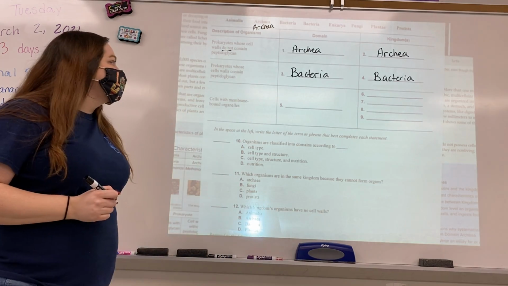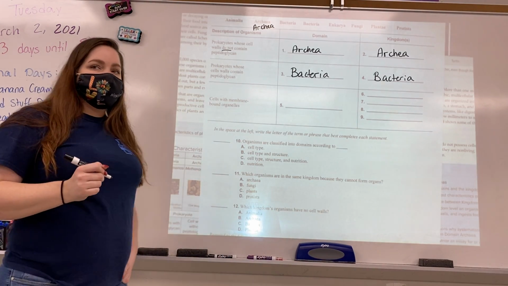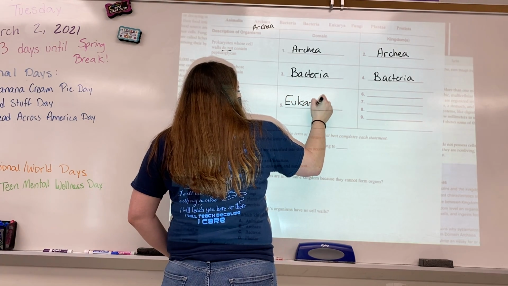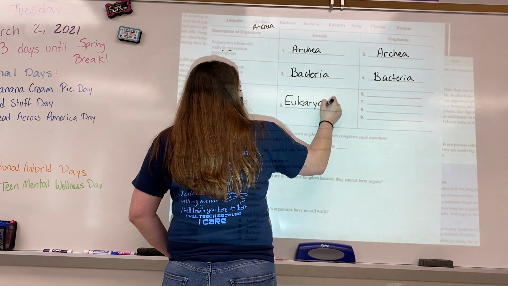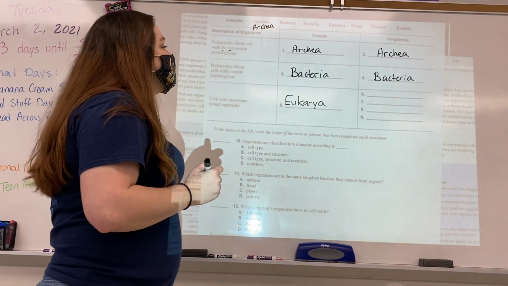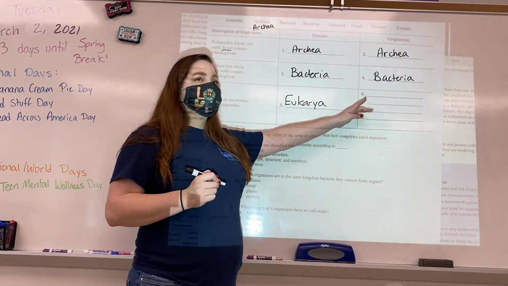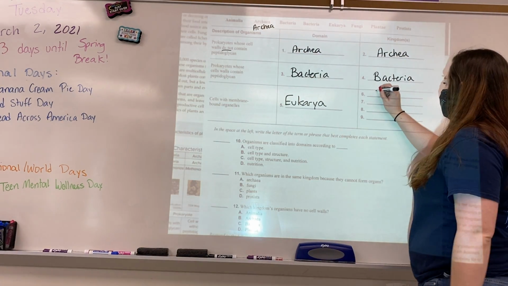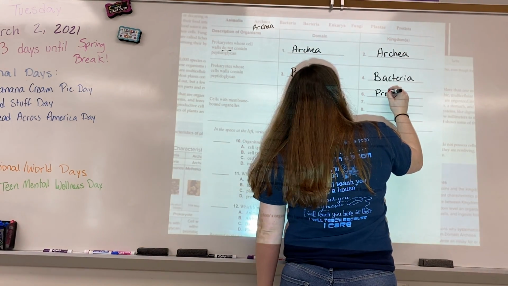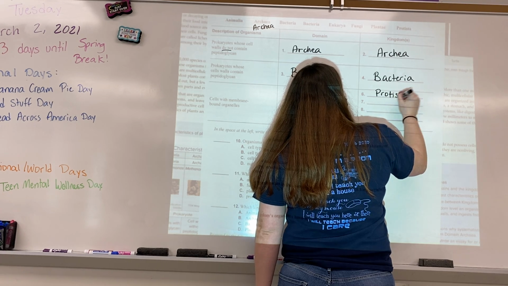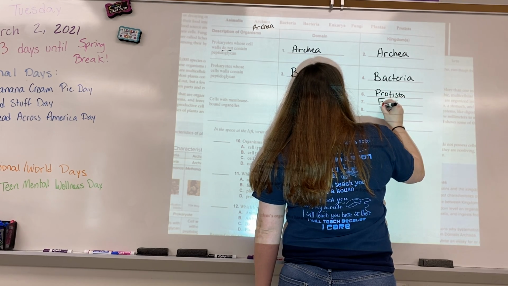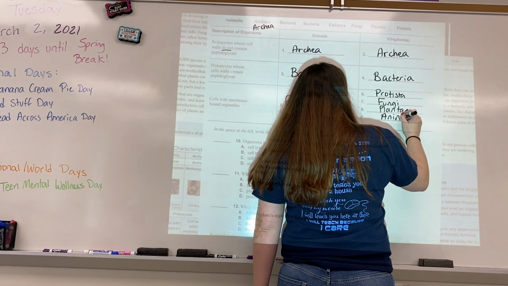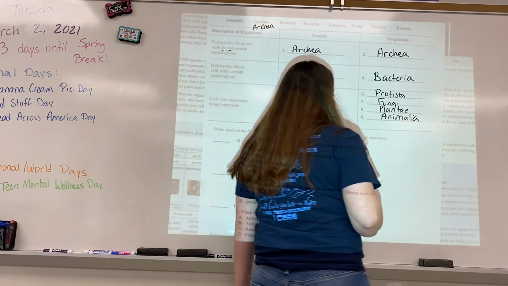Okay, then what's your third and last domain? Eukarya. That's the one that we are in. Did I spell that right? Yeah. Okay. Now, what are your four kingdoms that are inside Eukarya? Protista, fungi, plantae, animalia, however you want to say it. The animal one.